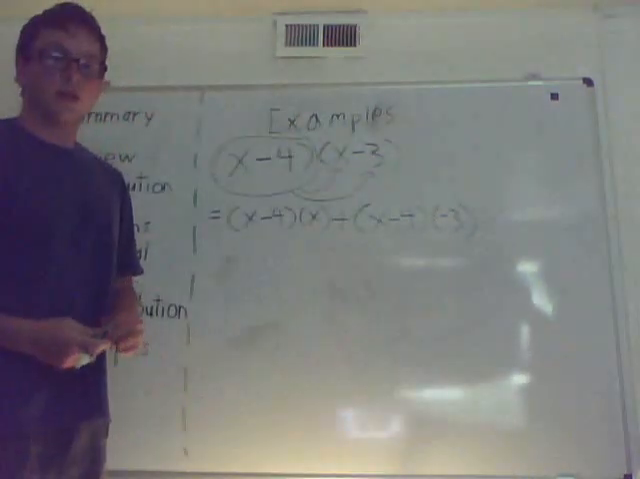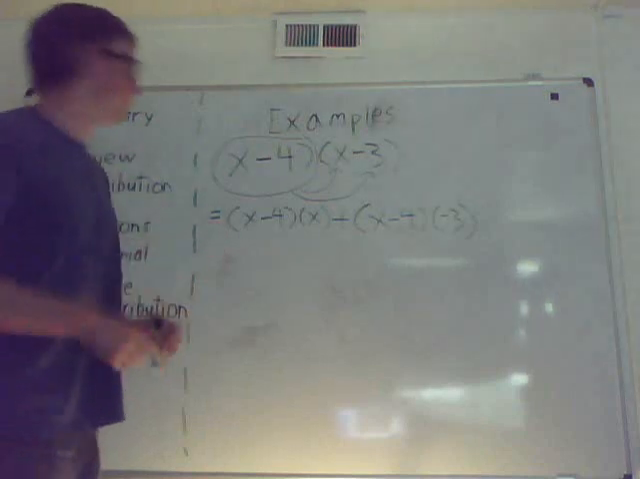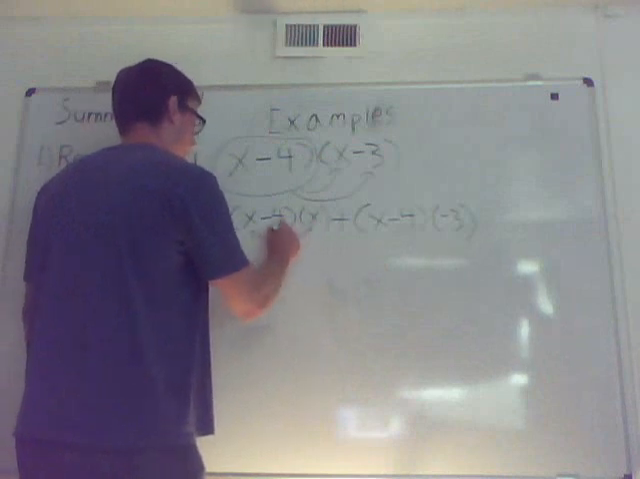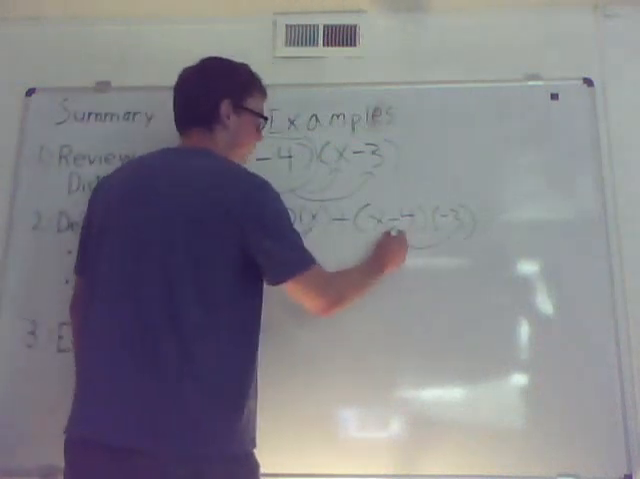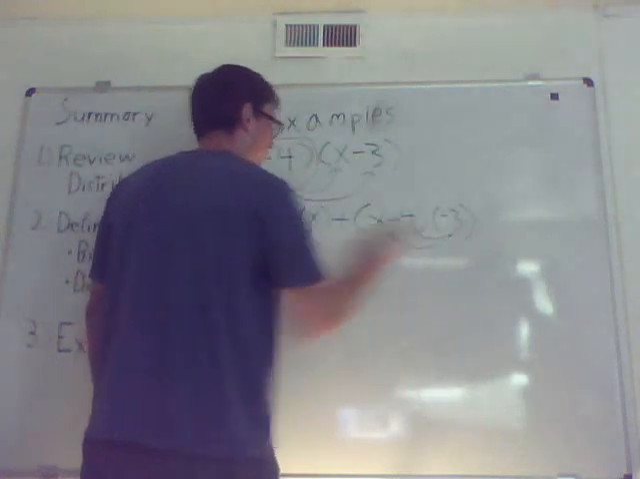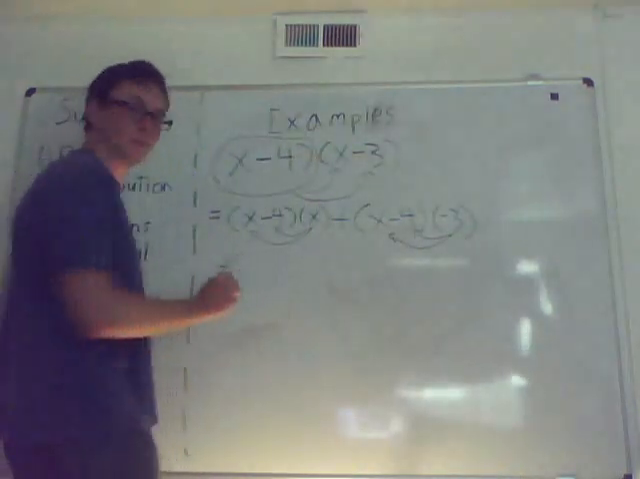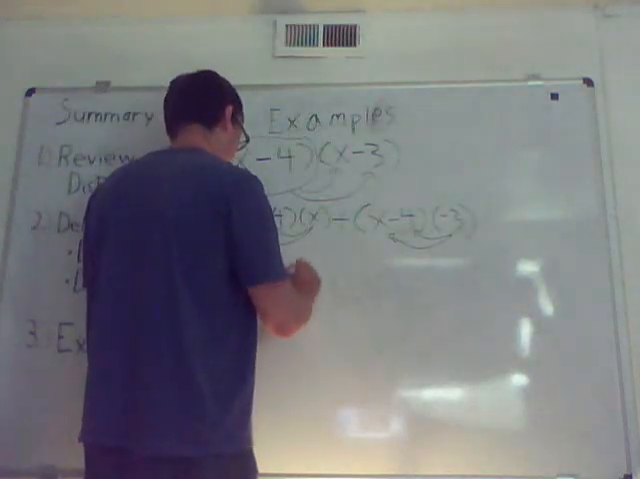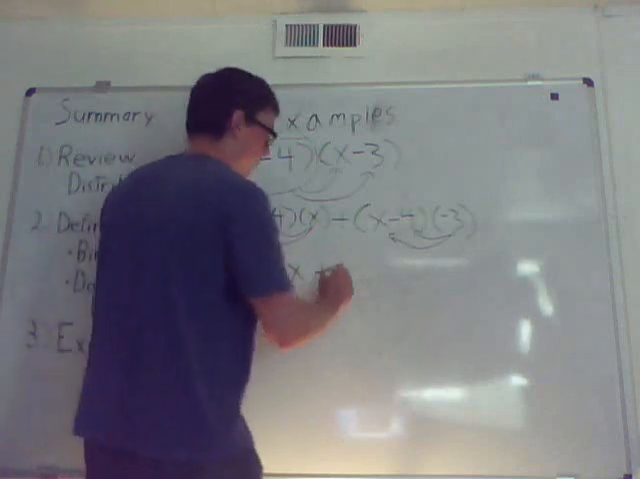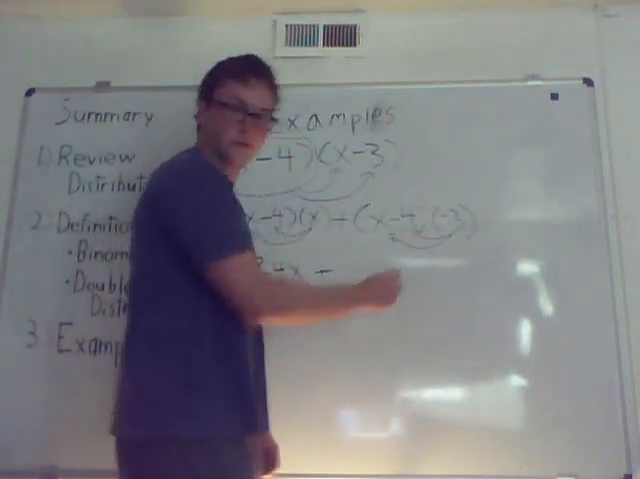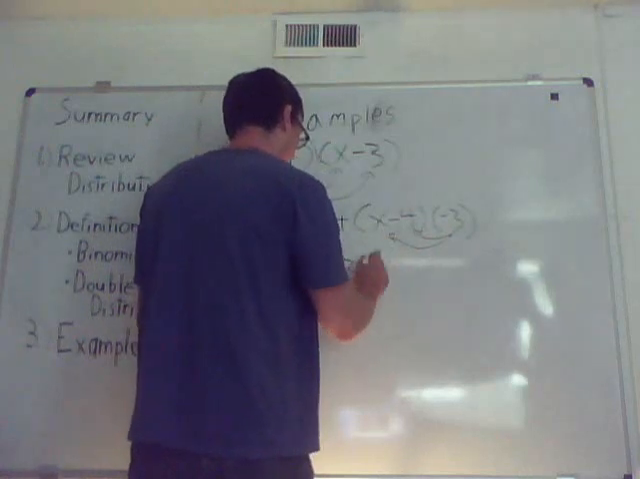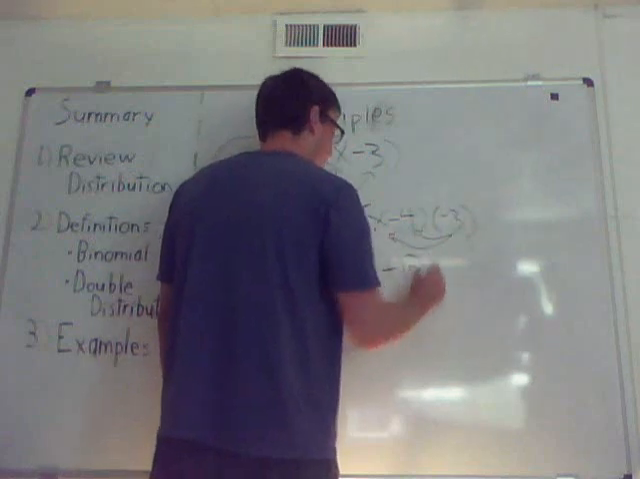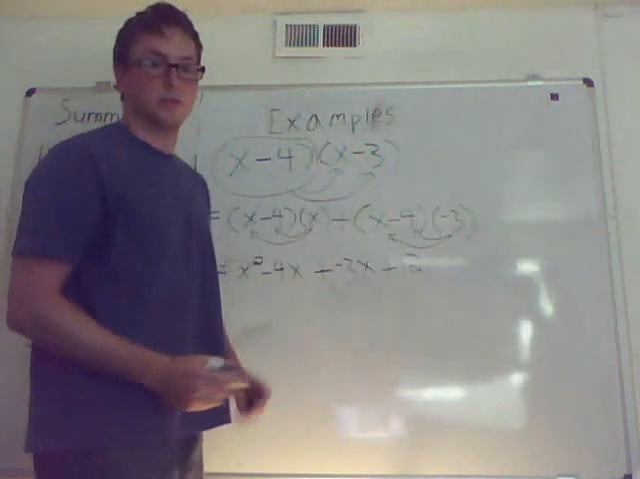Okay. And so now we're left with our second distribution. We're going to multiply our x over. We're going to multiply our negative 3 over. And this is going to be equal to x squared minus 4x plus, and we're going to take this negative 3 multiplied through, negative 3x plus 12. Because we know a negative 4 times a negative 3 is going to be a positive 12.